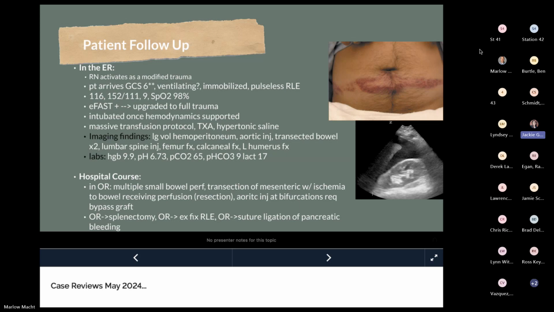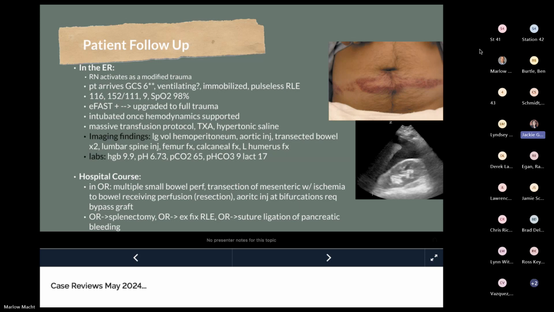He ended up getting a massive transfusion protocol, and they treated him empirically with hypertonic saline due to concern for a head injury. His imaging findings were that he had large volume hemoperitoneum. He had an aortic injury just above the iliac artery with transection, but contained bleeding. He had transected multiple bowel based off of the CT results, and he had an unstable lumbar fracture. He also had a comminuted femur fracture, a calcaneal open fracture on the left side, and a left humerus fracture. He didn't have great pulses in his right leg, which we initially thought was from his femur fracture, but it was actually because of his aortic injury.